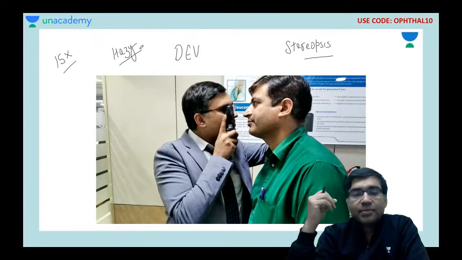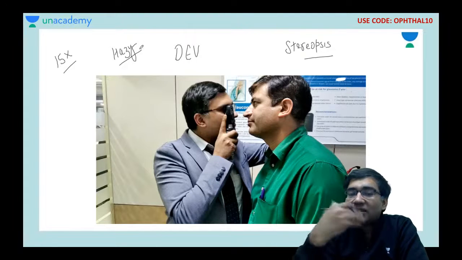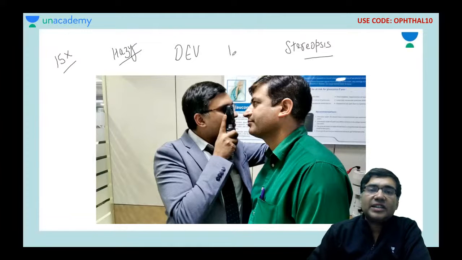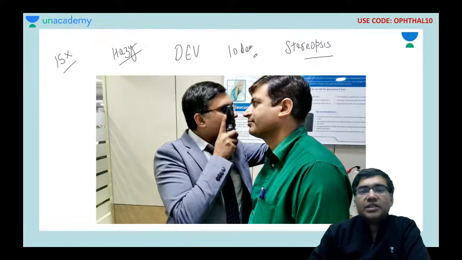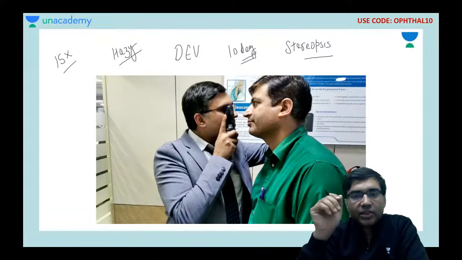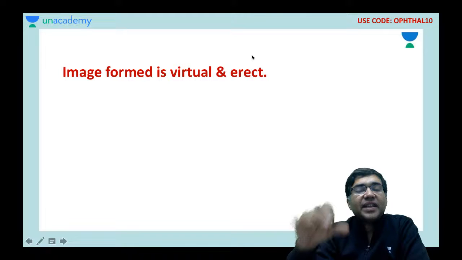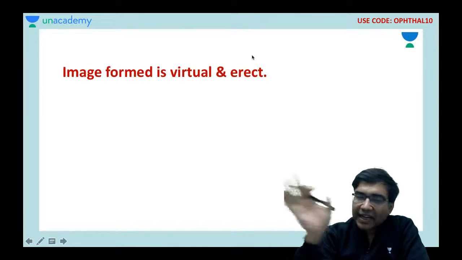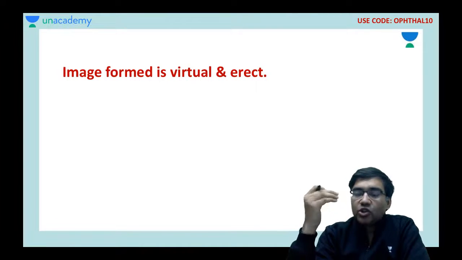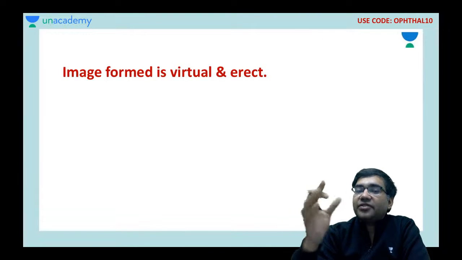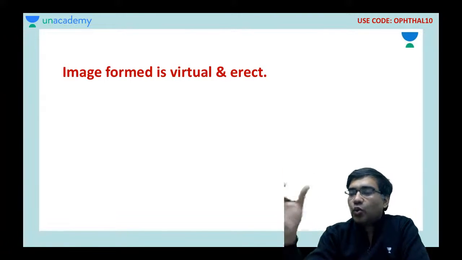Last but not the least, sometimes they ask how much is the field of view that you see. So remember, it is around 10-degree field of view that we see in a direct ophthalmoscope. So these are a few important points that you have to learn regarding the direct ophthalmoscope. I revise it once again. The image formed is virtual and erect. Remember the mnemonic DEV: direct, erect, virtual.